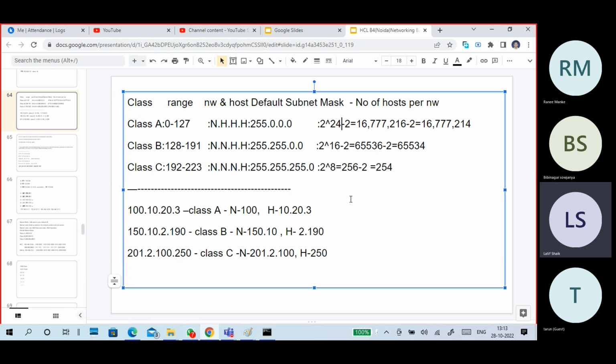Like that, we are calculating the number of hosts, not the number of networks here. Number of hosts per network. So in this one we are getting almost 16,777,214 hosts that we can connect in a single class A network. It means this is 100 dot something. So 100 is constant, so the first portion is 100. The remaining can be anything, but in total we are getting more than 60 million IP addresses.